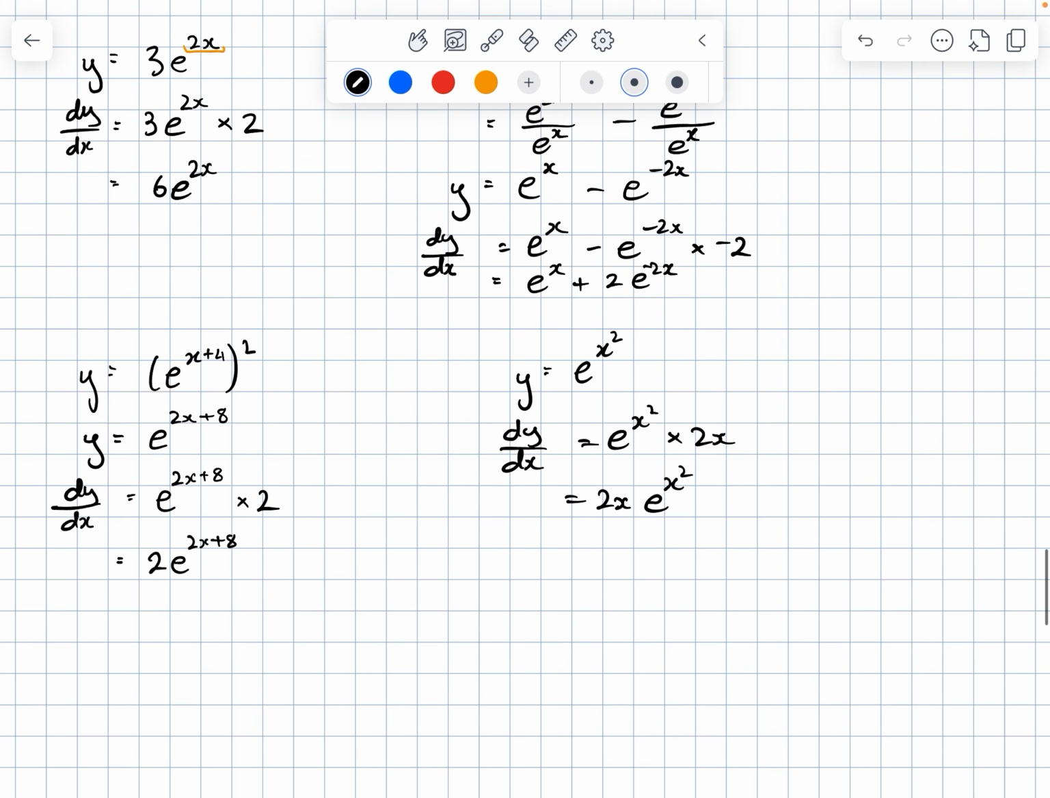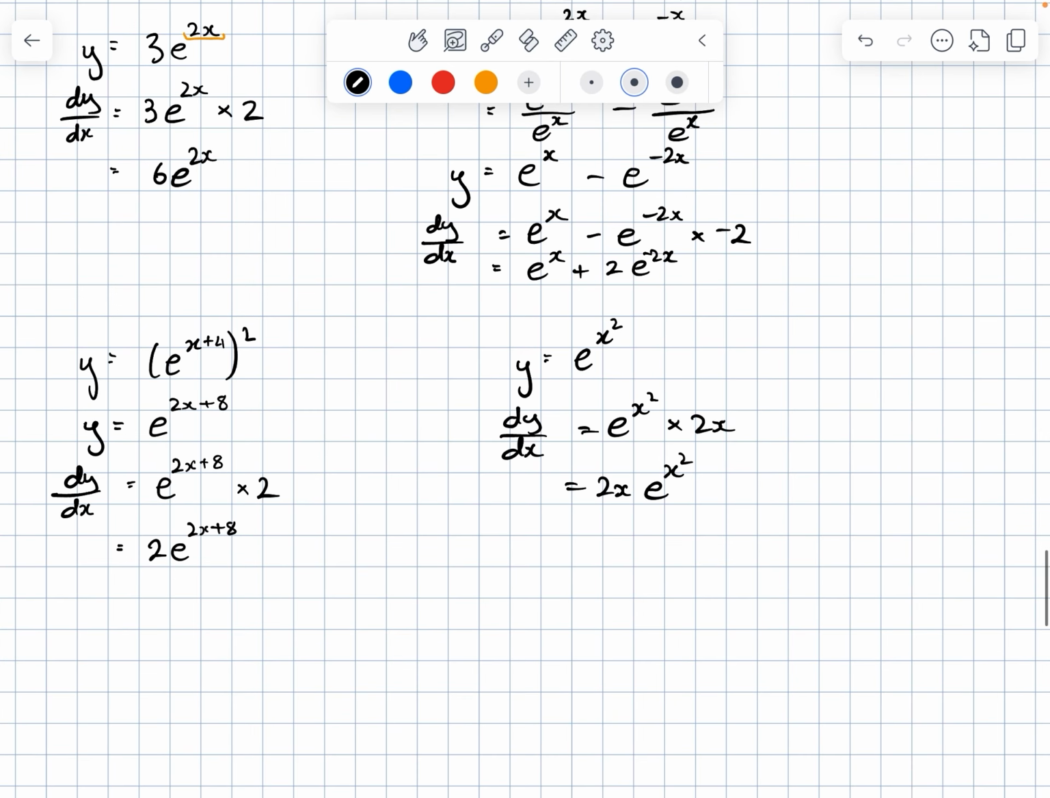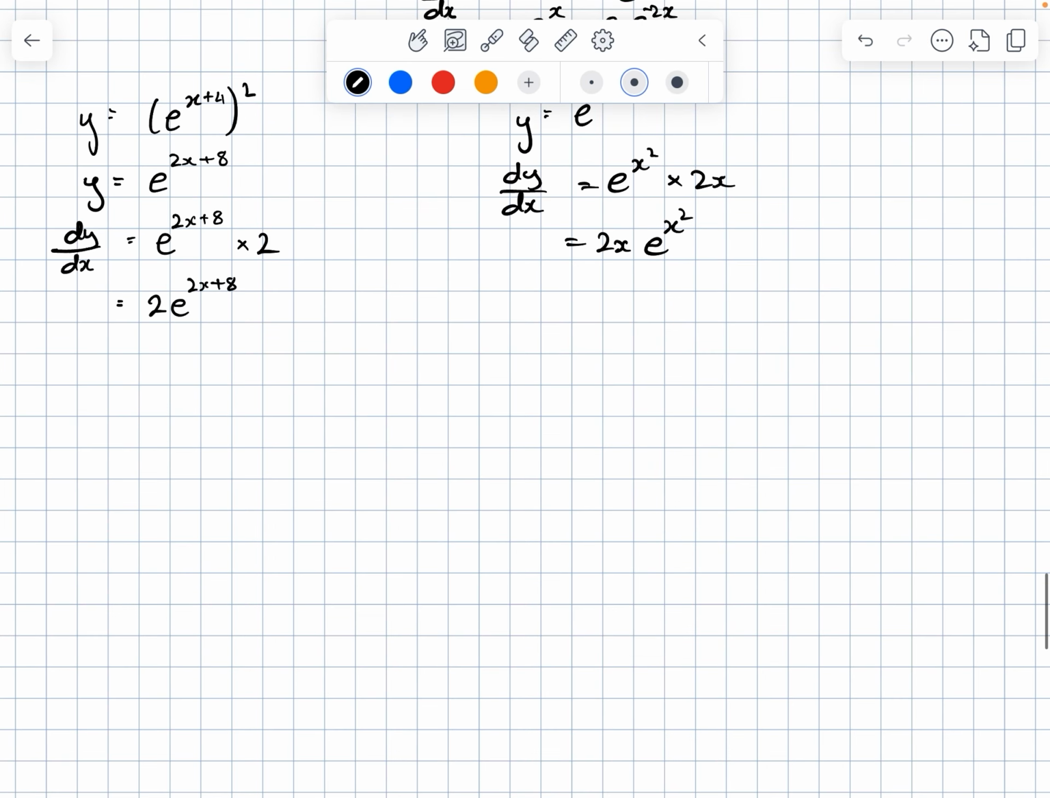Now you may be wondering, what is e? E is a number, just like pi, and e is defined as the limit as x approaches infinity of the function 1 plus 1 over x to the power x.